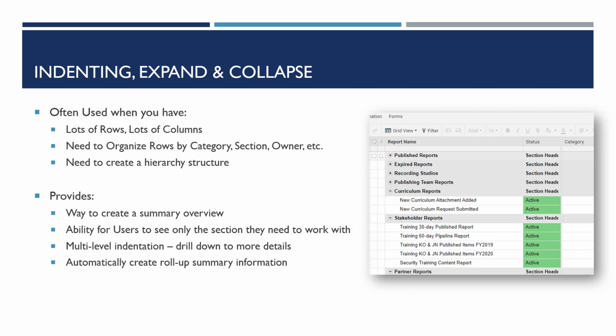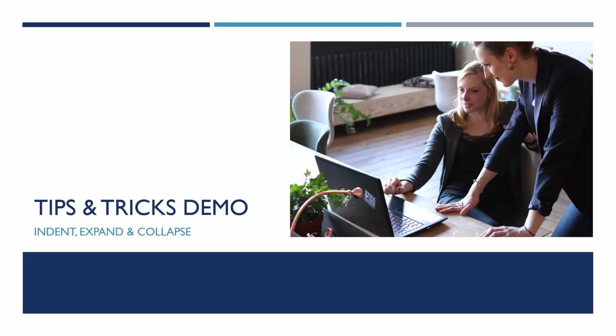It provides a way to see a high-level summary of all the sections in the sheet when collapsed, and it provides a way for users to focus in on the section of the sheet they are working with. It also allows for multi-level indentation, and there's no limit to the number of levels in the hierarchy. However, in practice you probably don't want to create more than 2 or 3 levels. Another cool feature with indentation is that you can easily create roll-up data or calculated values based on the hierarchy. So let's take a look at some of these features.